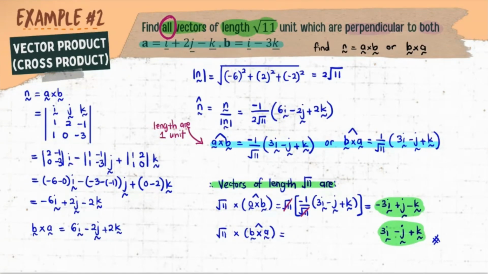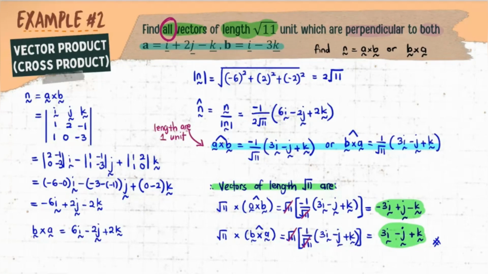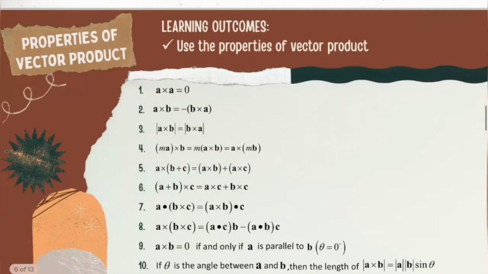Same goes to kalau square root of 11 darabkan dengan B cross A hat. So ini pun samalah, square root of 11 kamu darabkan dengan 1 over square root of 11, 3i minus j plus k. So, square root of 11 darabkan dengan 1 over square root of 11 ni boleh potong. Lepas tu tinggallah yang dalam bracket ini sahaja. Which will be our final answer. Seterusnya kita akan tengok properties. Lepas tu nanti kita akan tengok area.